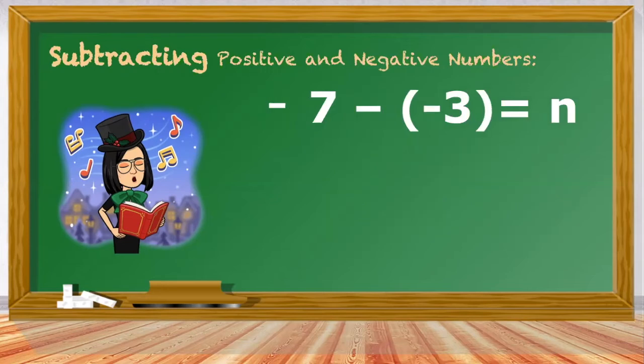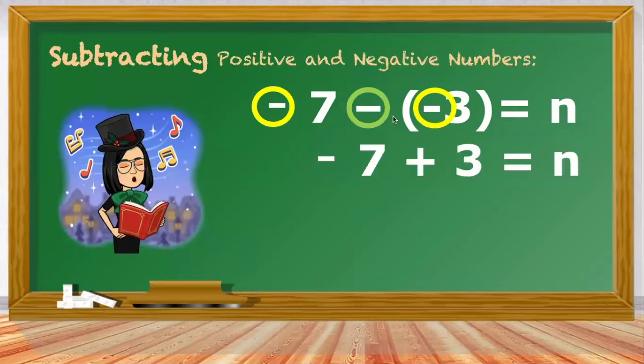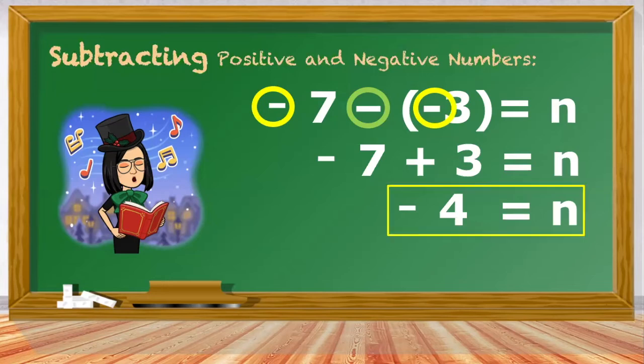The next one, negative 7 minus negative 3. Again, we can write this as negative 7 plus the opposite of negative 3, which is positive 3, is equal to n. Okay, same signs, add and keep, different signs, subtract. So we have here 4. Okay, but copying the sign of the bigger number, so definitely we have negative 4.